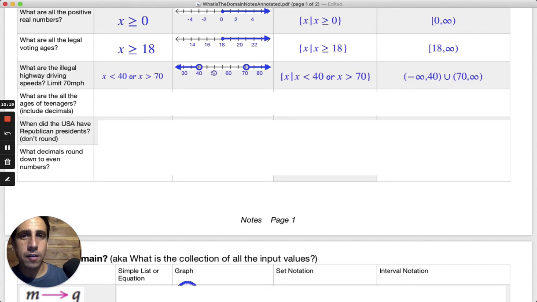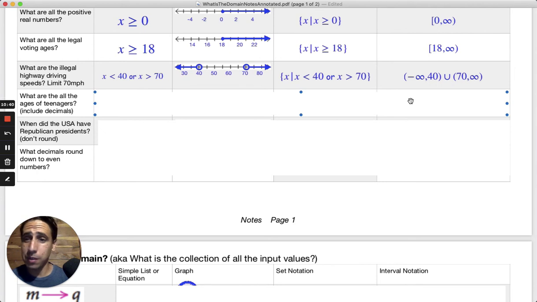And then if we want to unify them, consider them together, then you use this symbol right here. It's the cup symbol, because it looks like a little cup, and it means union. It means take these two answers and put them together and consider them one answer. What are all the ages of teenagers?